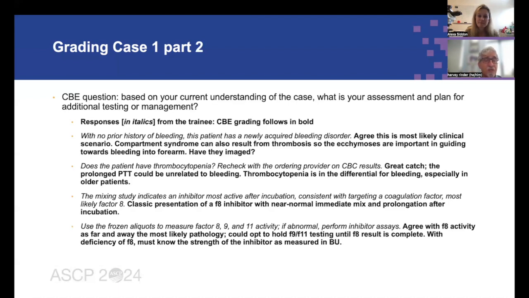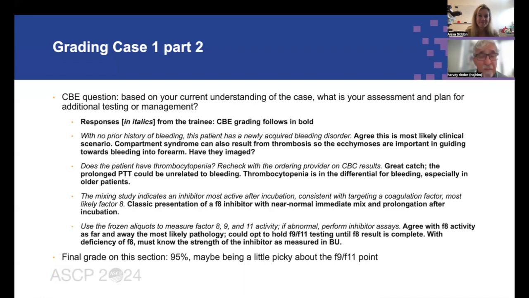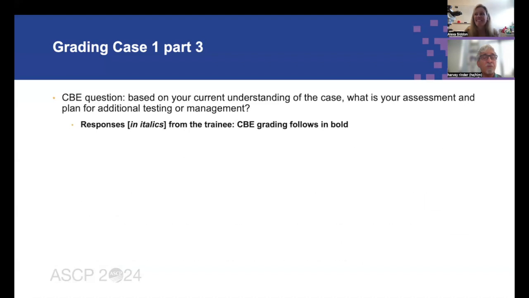So we'll see what Dr. Siddon graded them as. 95%. Maybe I'm being a little bit picky about factor IX and XI. Dr. Siddon, I think I'm going to go with her grading. I'm all for that. Finally, on part 3, again, here's their assessment for additional testing or management.